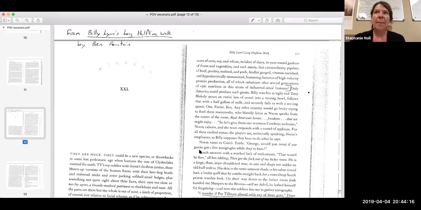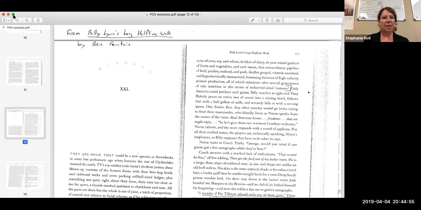But there are also moments where Ben Fountain is commenting very explicitly on the other fans, on Norm, who's a character based off of Jerry Jones, and making judgments and observations about him that are not Billy Lynn's observations or judgments. So he's using the third person omniscient at times to give the reader this bigger sense of this place and the people that are in this place.